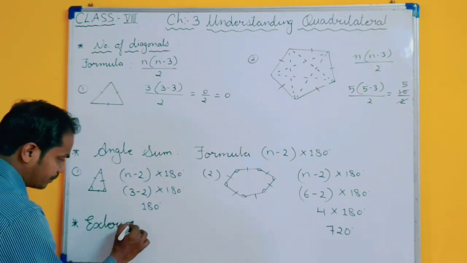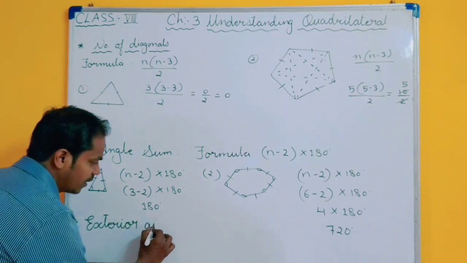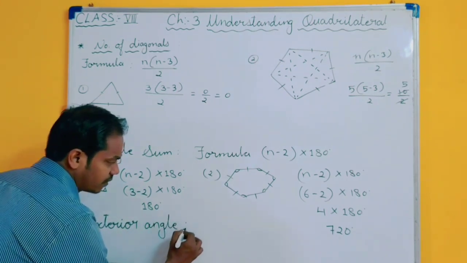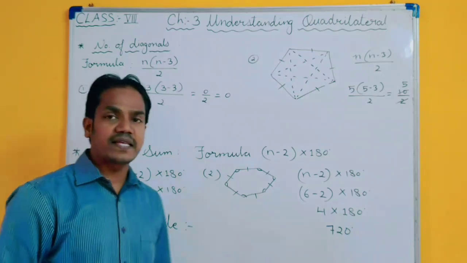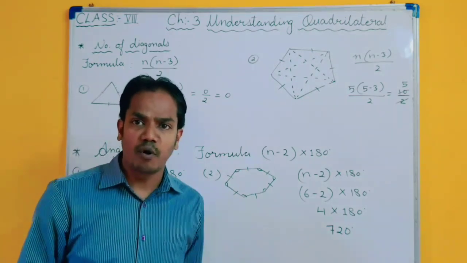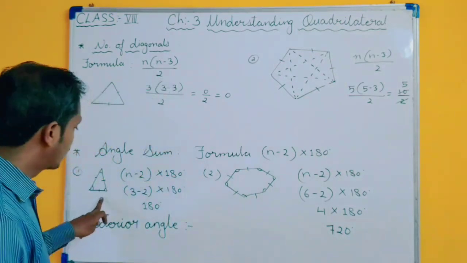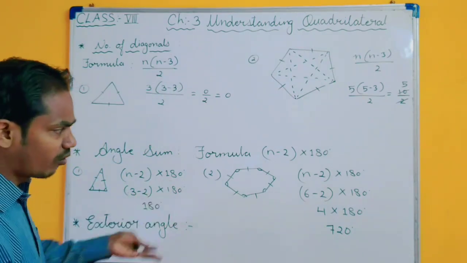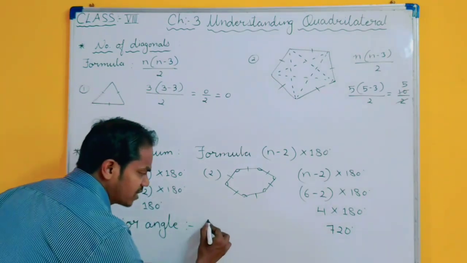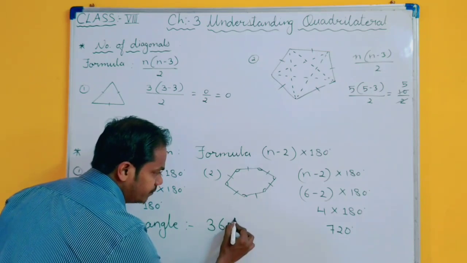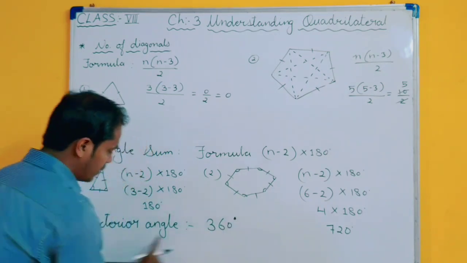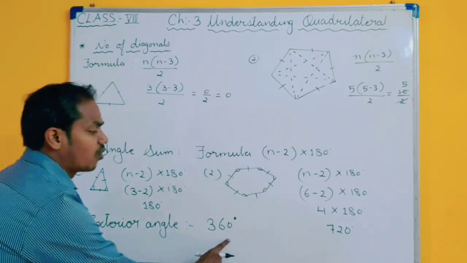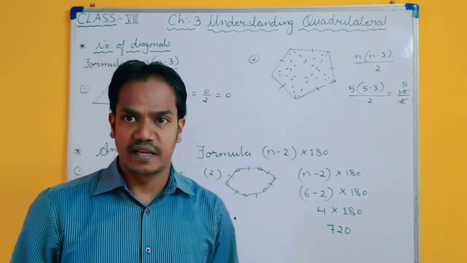And at last, remember one property, the exterior angle property. The sum of exterior angles for any polygon, whether it is a triangle, square, any quadrilateral, hexagon, or pentagon, is fixed. The angle sum of exterior angles is always 360 degrees.